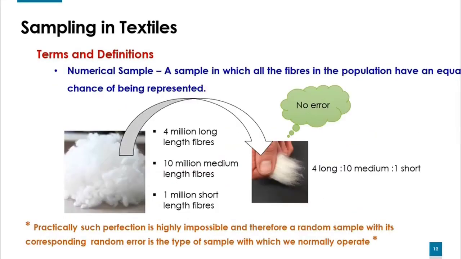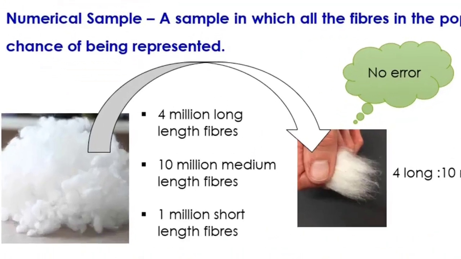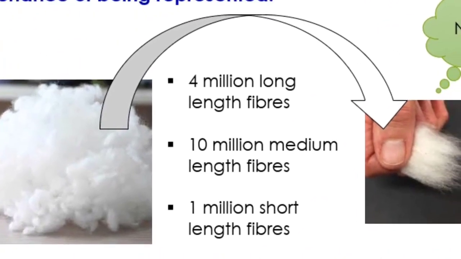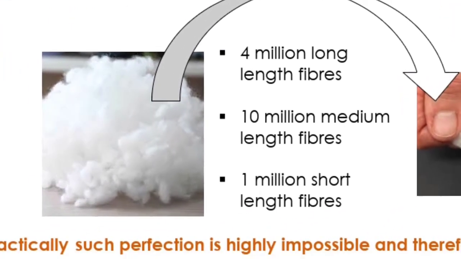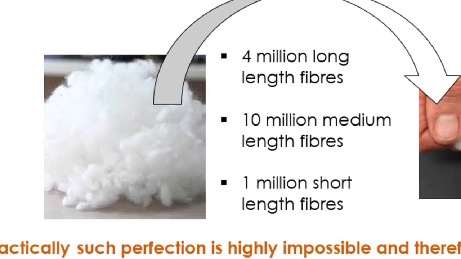Next definition is numerical sample. A numerical sample is a sample in which all the fibers in the population have an equal chance of being represented in the sample. Let me explain this in detail. Suppose this is the population, and you know that there are exactly 4 million long length fibers. There are exactly 10 million medium length fibers and 1 million short length fibers.